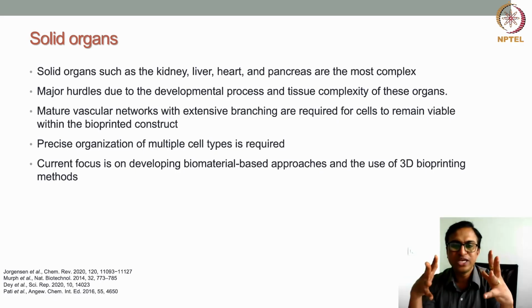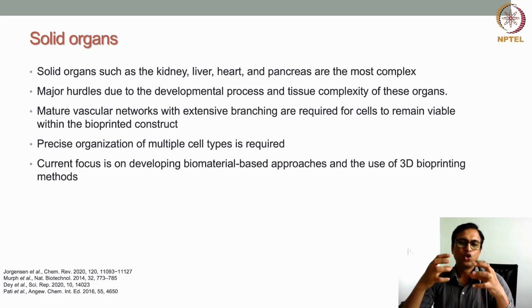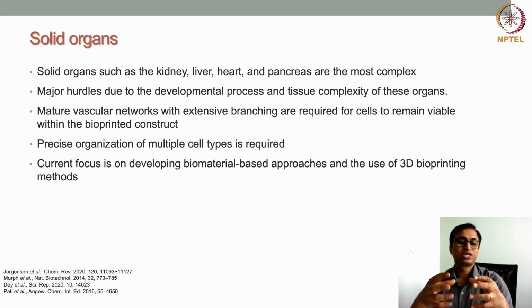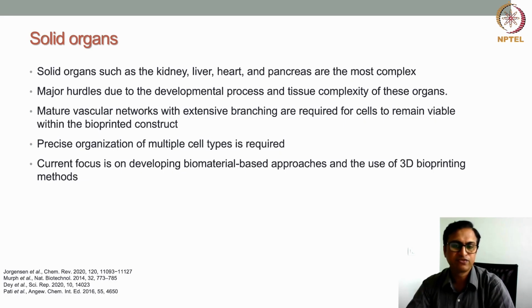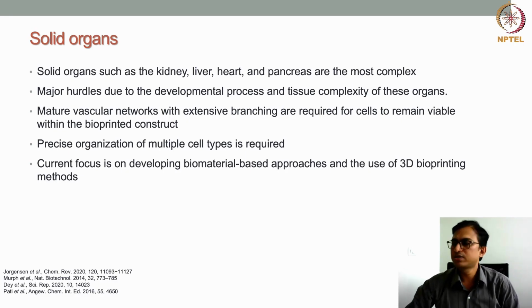So that means you need extensive branching crisscrossing the whole bioprinted construct, so that each and every cell present within that thick construct gets nutrition and becomes metabolically active, and then they function. Otherwise they cannot sustain. So that is very important. A natural vascular network with extensive branching is required for these things.